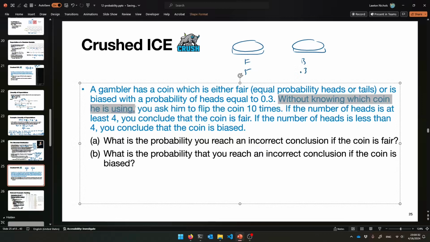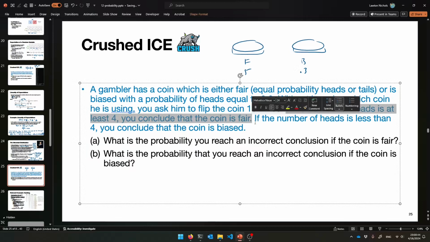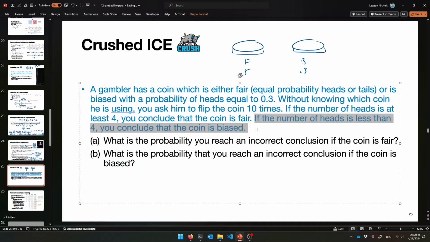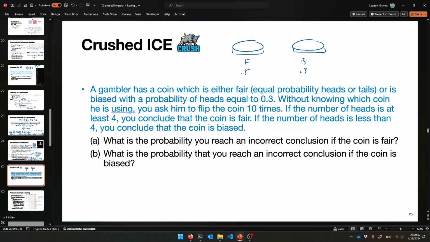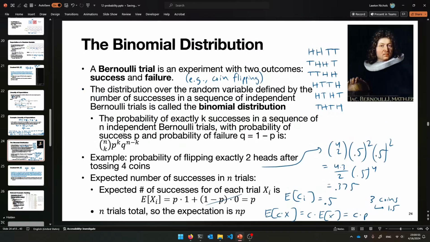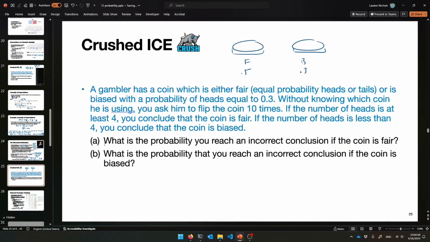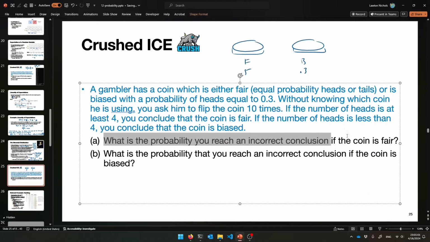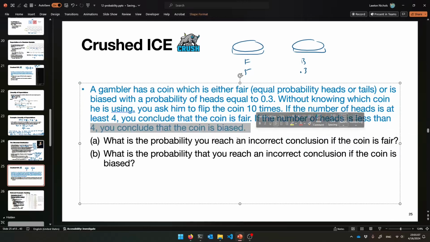Without knowing which coin the gambler is using, you ask him to flip that coin 10 times. You say that you'll believe it was the fair coin if you see at least 4 heads. But if you see fewer than 4 heads, you'll be pretty much convinced that the coin was the biased one, that he took out the fake one. So here are my questions for you. You're going to use the binomial distribution and these ideas to calculate the probability that you're wrong and the coin really was fair, but you saw fewer than 4 heads. My hint is to calculate the probability of seeing 0 heads, 1 head, 2 heads, and 3 heads. Do them all separately and add them up.